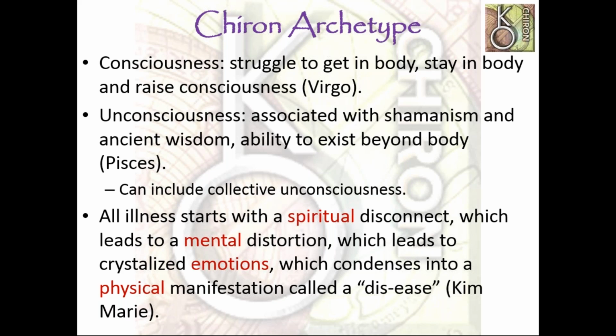The unconscious part of Chiron is associated with shamanism and ancient wisdom, and that ability to exist beyond the body, which we could extrapolate out into the astral plane and the emotional, mental, spiritual bodies, which Barbara would associate with Pisces. And we can also include in that unconsciousness the collective unconsciousness as well as the individuated consciousness.